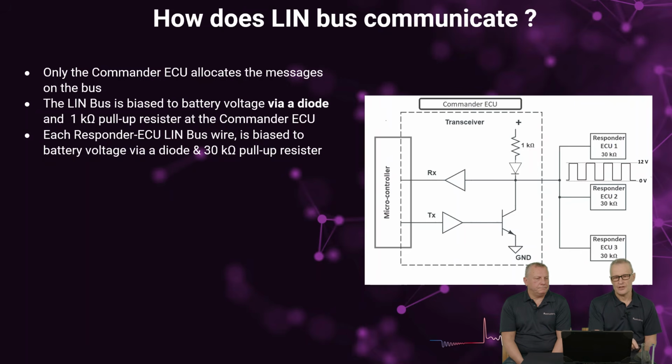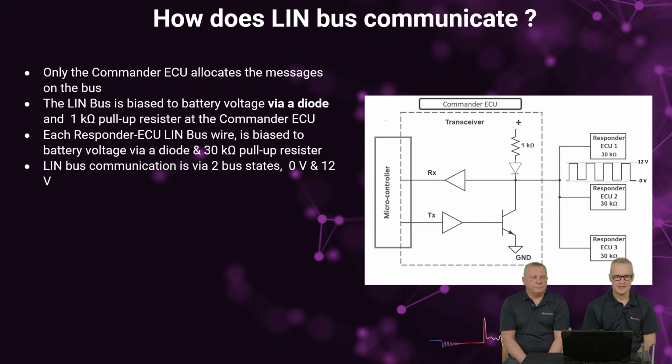Each responder ECU on a LIN Bus is biased to battery voltage via a diode and a 30 kilo ohm pull-up resistor. So there's a little element of diagnostics here in that if we measure the value of the pull-up resistor inside the ECU that we're working with, we might have an indication, I say might, it could have a fault, of what ECU we are connected to. Is it a responder or is it the commander? As you'll see when we carry out this test, the spec is not always in real world. Please don't think that 30 kilo ohms is what every ECU will be, every responder, not the case.